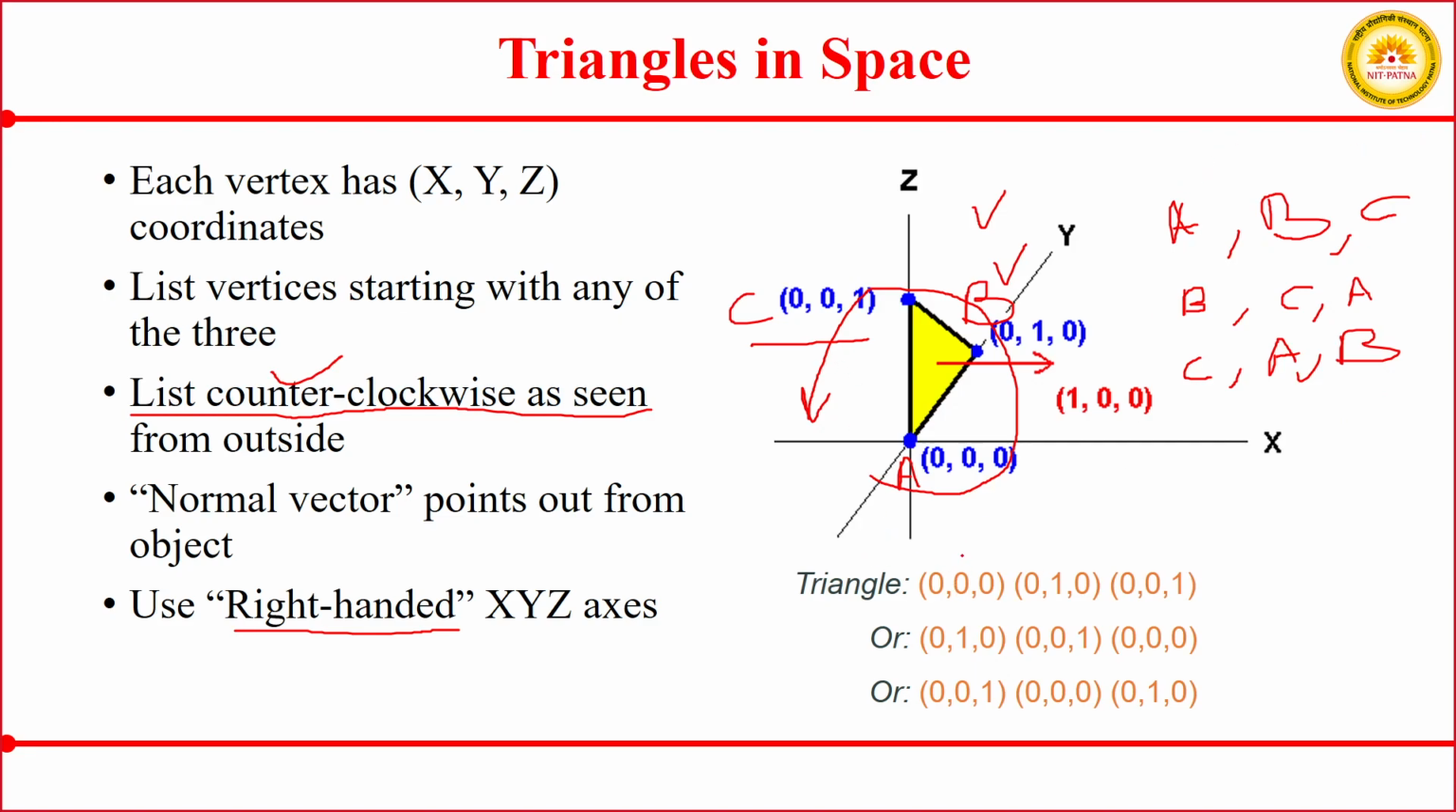So this is how a single triangle is represented in space. The data corresponding to this triangle needs to be stored: the coordinates of point A, the coordinates of vertex B, and the coordinates of point C. So this is A, B, C. The second line represents B, C, A, or you can say C, A, B, right? So this is how we have to list these vertices while representing a triangle in space.